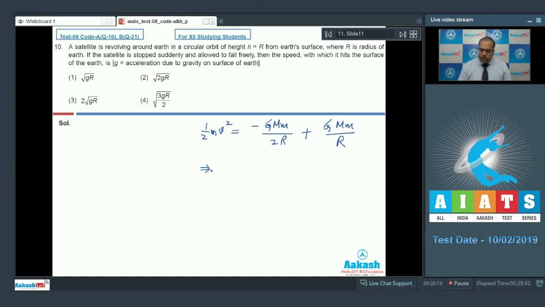So if I solve this, the value of v square comes out to be GM by R. So if I multiply and divide by R, then GM by R square is g, so it can be written as g into R. So from here the value of v comes out to be under root gR. So option 1 is the correct answer. Let's move to question number 11.